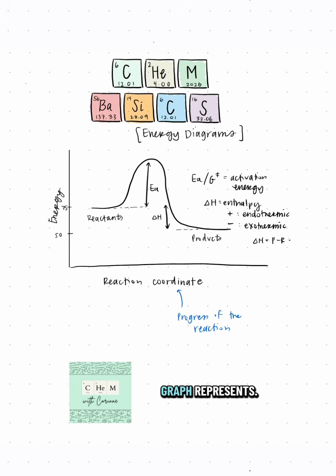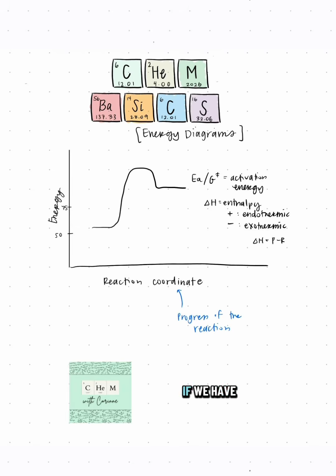So let's figure out what this graph represents. So let's say our products are at 50, our reactants are at 75. That is a negative 25. This is an exothermic reaction, and these are more common. If we have an endothermic reaction, we're going to have a higher energy of the products compared to the reactants and a positive enthalpy. If you see this dashed line, that represents a catalyzed reaction.